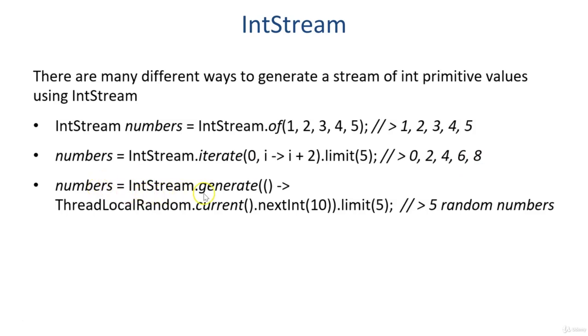We can generate a stream using the generate method. Here I am providing a random number generator, and it is generating random numbers bound by 10 and generating 5 random numbers.